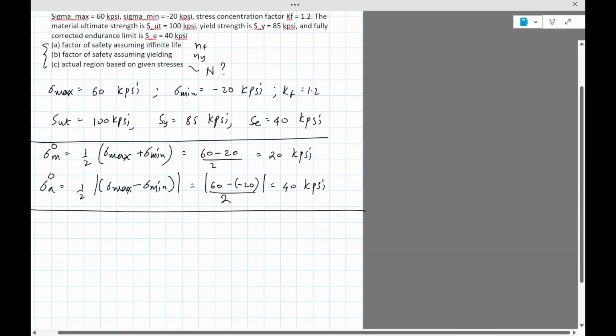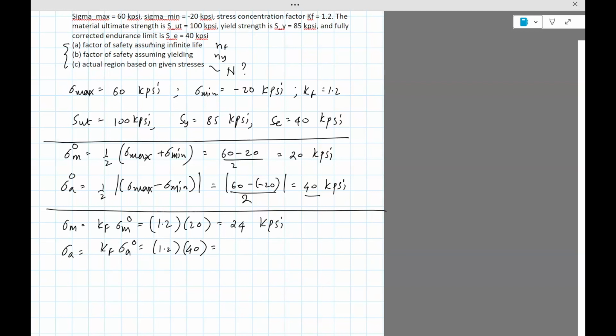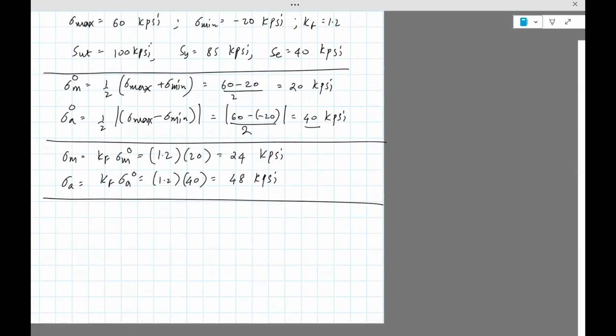Now from this, we can compute sigma m, which is Kf times sigma m nominal. So 1.2 times 20 would be 24 kpsi. And sigma a is Kf times sigma a nominal, 1.2 times 40, so that would be 48 kpsi. Okay, we've got that. Now we're ready to start with NF.